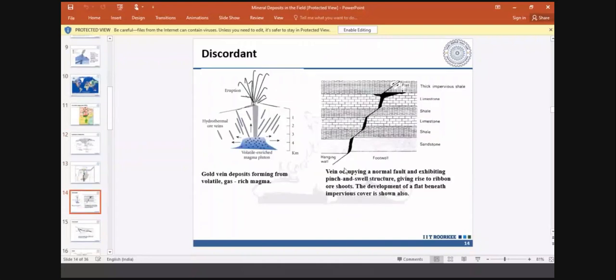So these type of deposits are basically veins. When the rocks are subject to deformation, certain fluids will come and they will occupy the spaces. So this type of filling is called open space filling. We will study more.